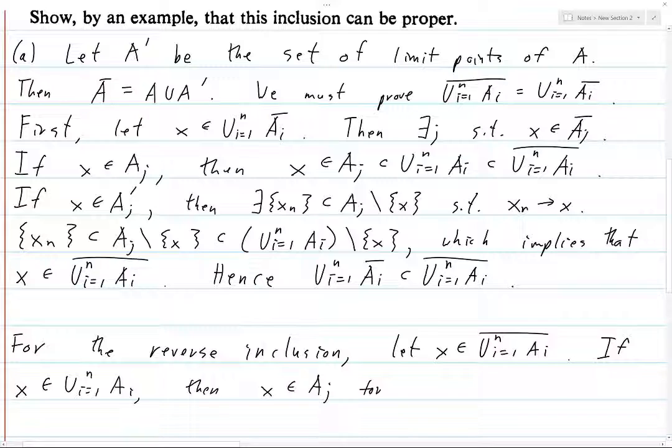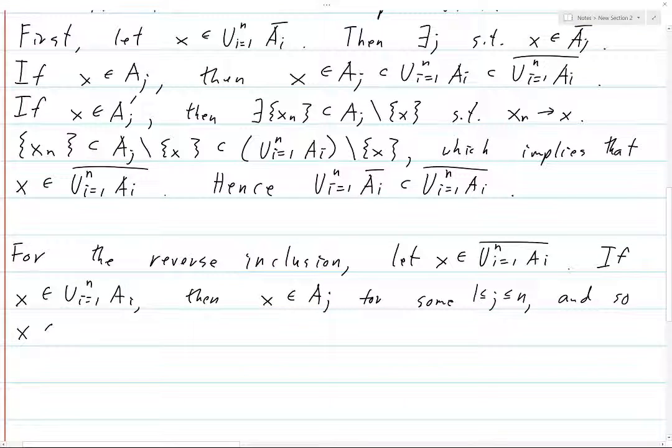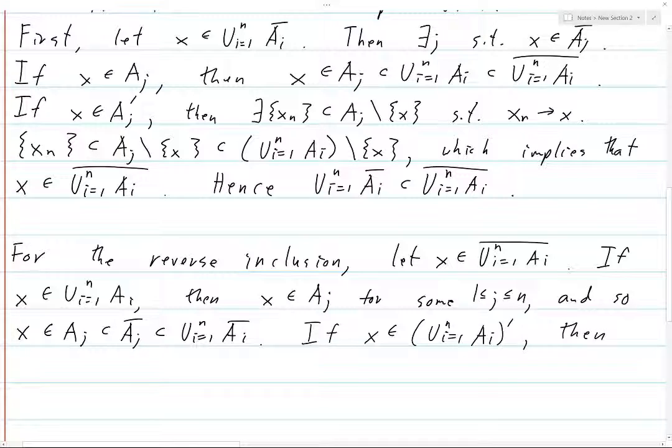And so, in this scenario, we have x is in A_j, which is contained in the closure of A_j, which is contained in the union from i equals 1 to n of the closure of A_i. And that's the set that we want x to be in, and so we're good here. If x is not in this union, or if all we know about x is that it is a limit point of this union, then what does this mean?